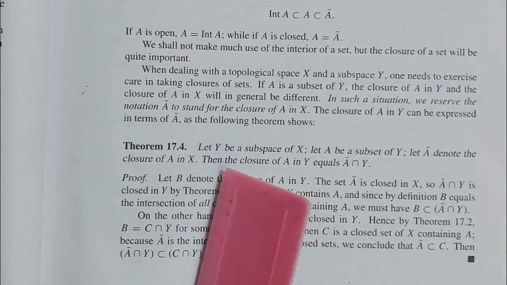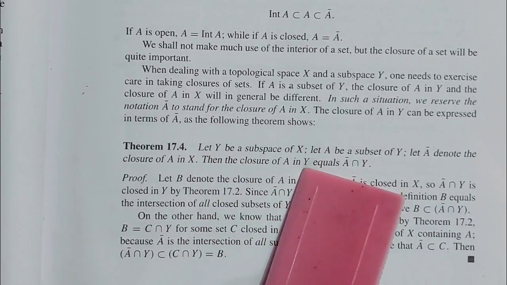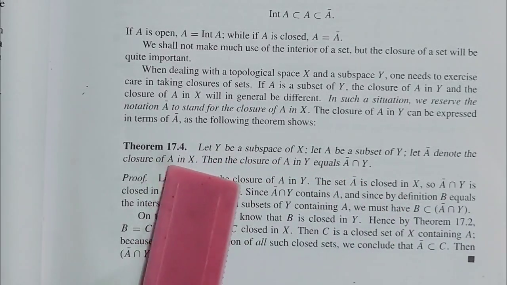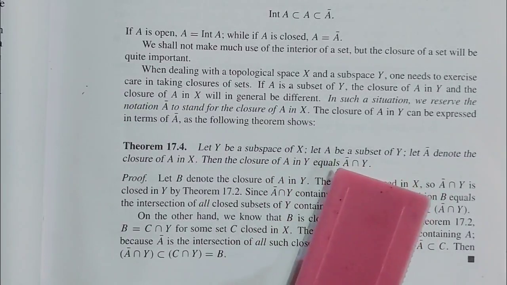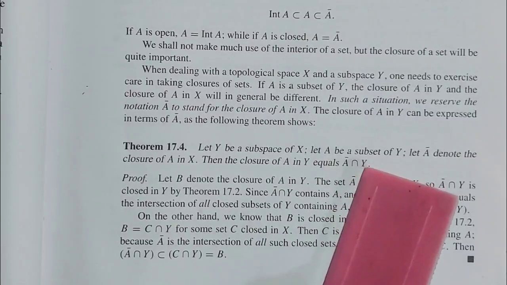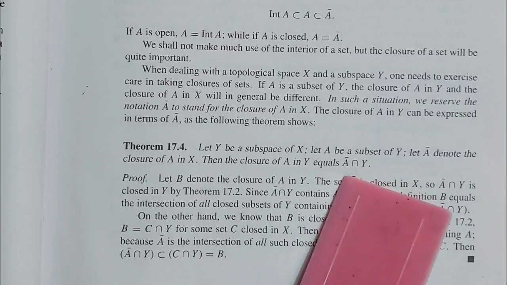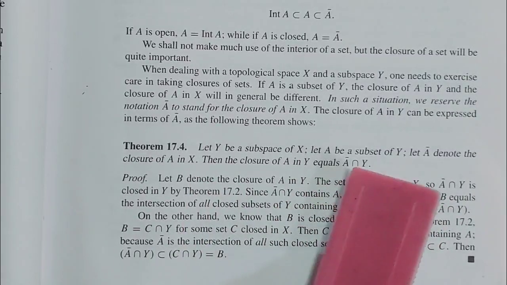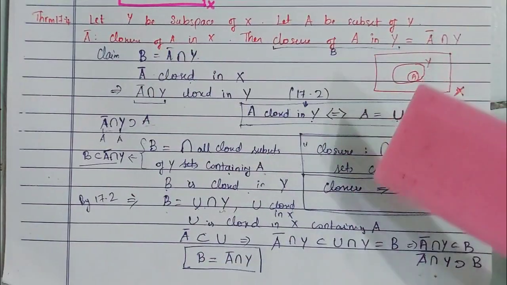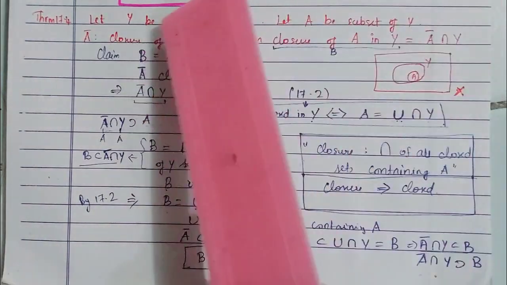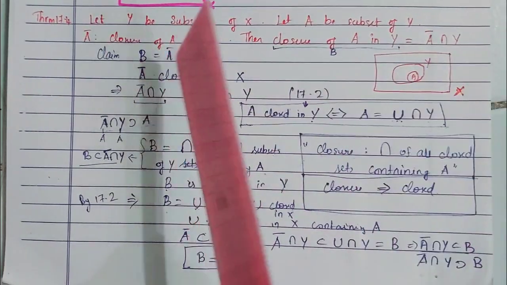Now the closure of A in Y, how does it look? It actually equals A closure intersection with Y. This theorem is quite familiar, looks similar to the 17.2 theorem, right? So let's prove this theorem. I'll just give a brief explanation quickly. We have Y as a subspace of X and A a subset of Y, and A closure denotes the closure of A in X, not in Y.